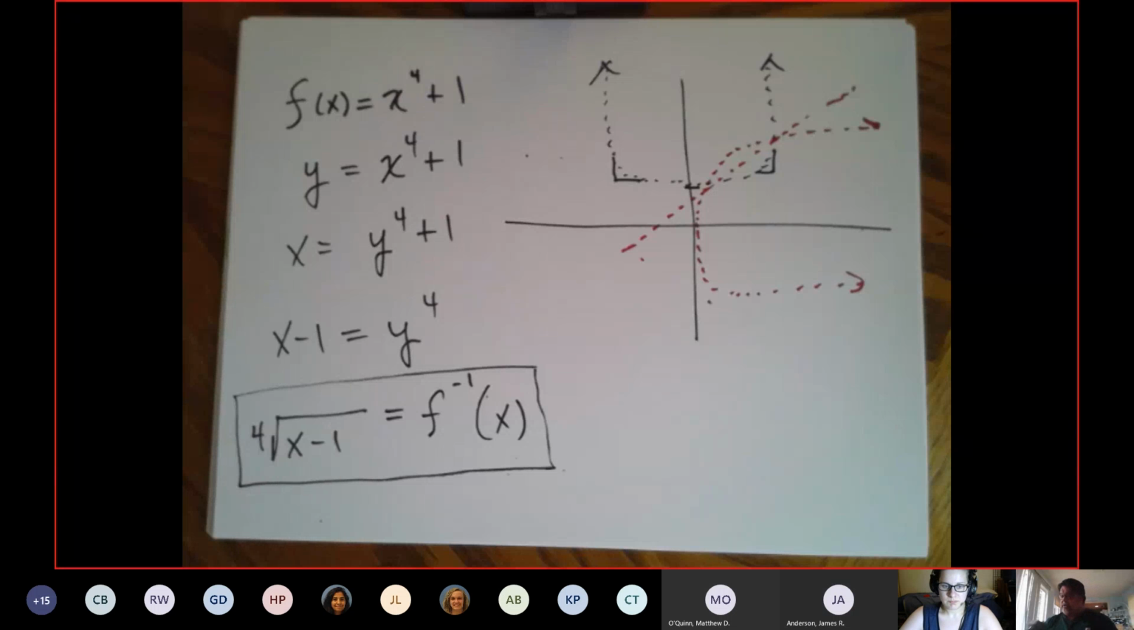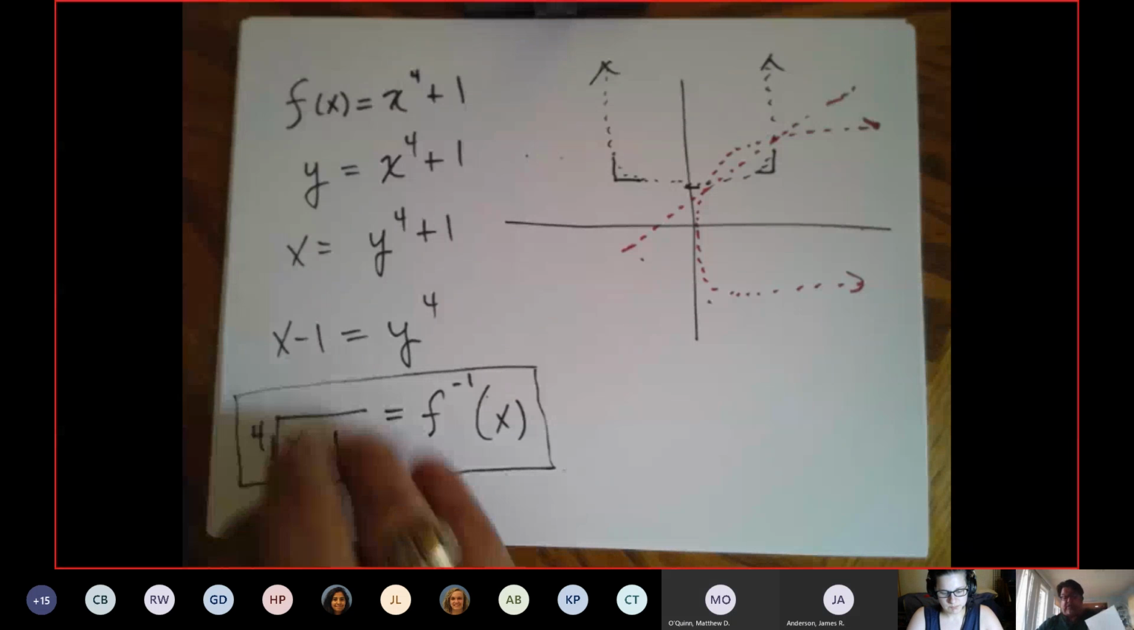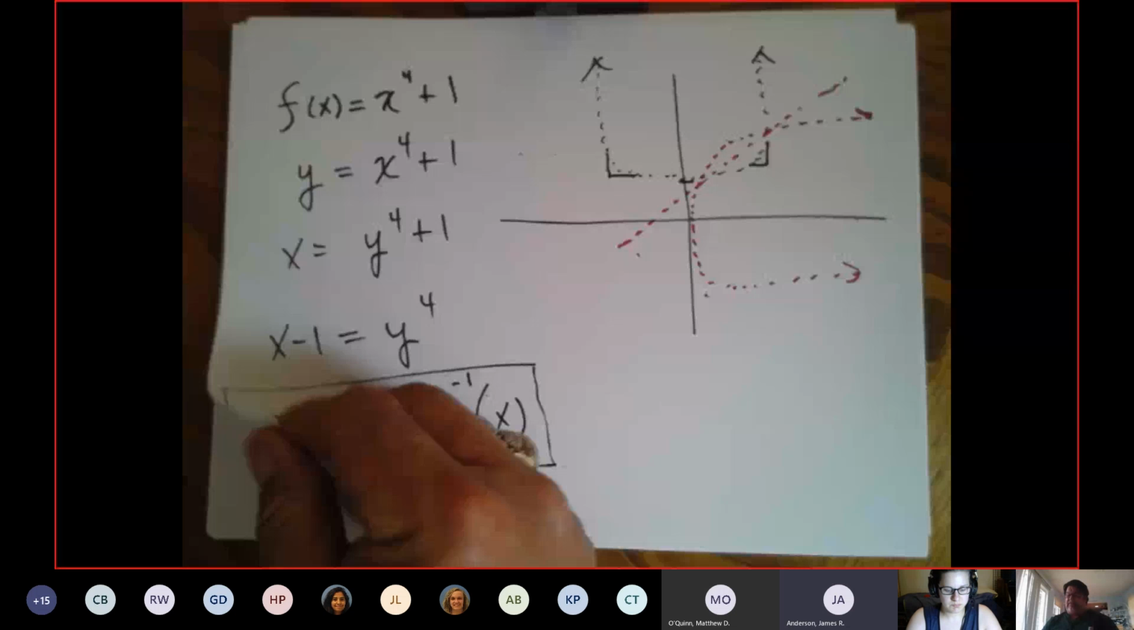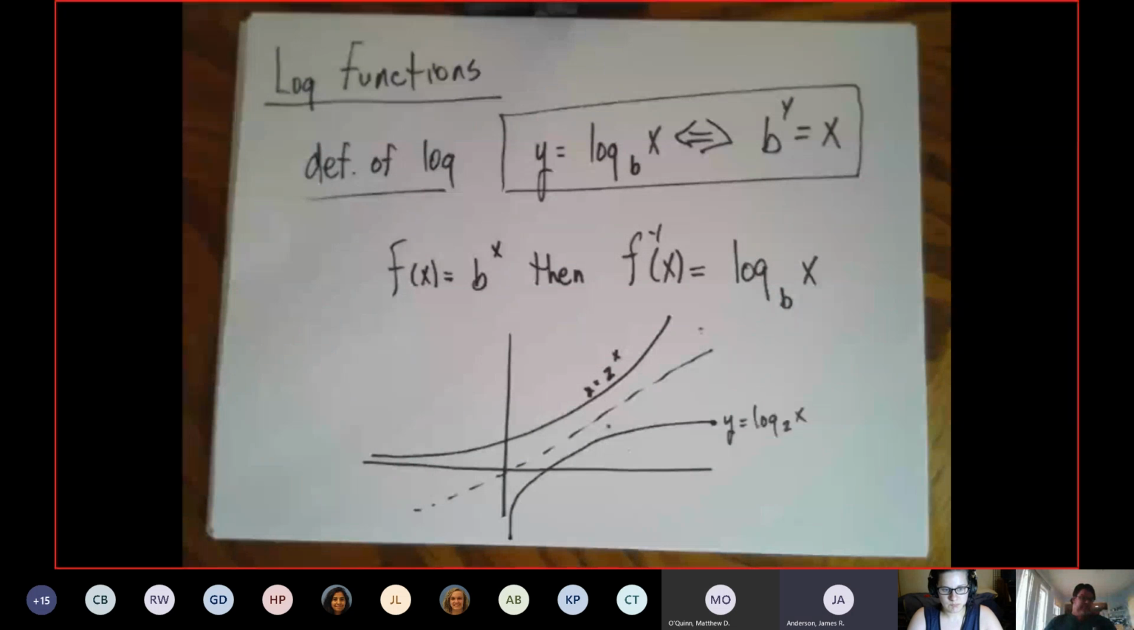Logarithmic functions. Make sure you understand one of the most important things about logarithmic functions, and that is the first one. Definition of a what? Definition of a logarithm.